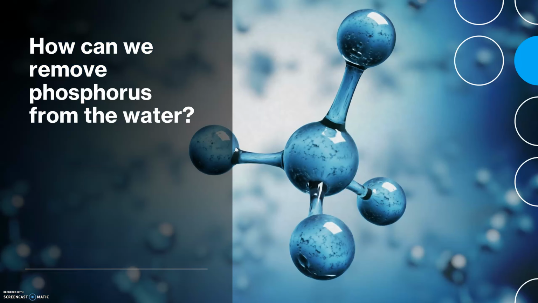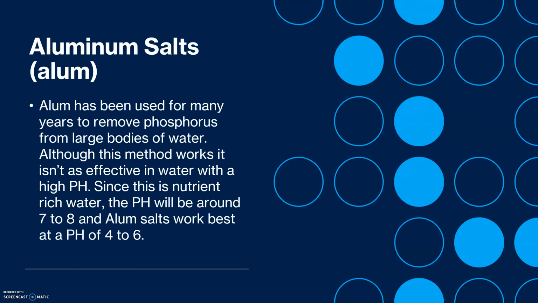So what are potential ways that we could remove phosphorus from the water? The first would be adding aluminum salts. This has been used for years as a method to remove phosphorus from the water. This method has been incredibly effective, but unfortunately, it isn't effective in water with high pH. And since this water is high in nutrients, including nitrogen and phosphorus, the pH will probably be around 7 to 8, and the aluminum salts work best at a pH of 4 to 6.